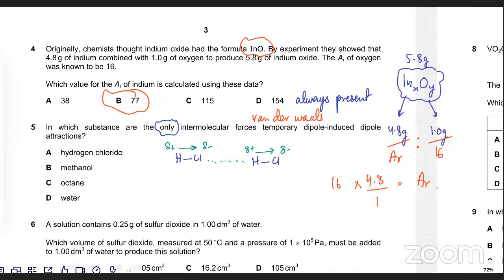What about a methanol molecule? A methanol molecule has an OH. When something has an OH, what type of attractive force do they have?